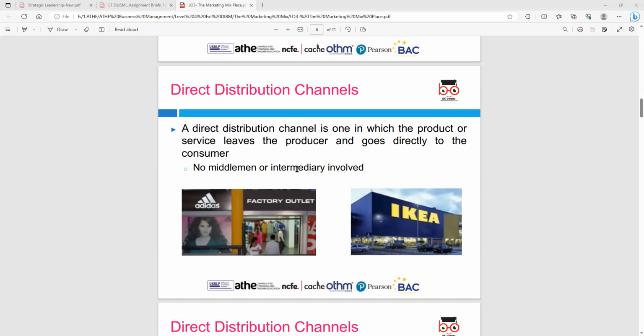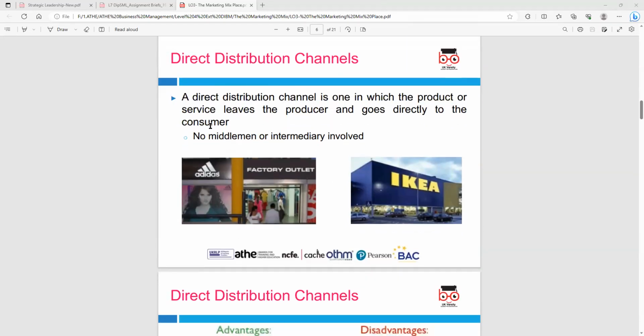So this is one way we can distribute our goods and services. We can distribute our goods and services by using a direct selling point. Lots of organizations use these direct selling points because they have their own shops, they have their own units. So the customers can go and buy from them. But this is called the direct distribution channel.